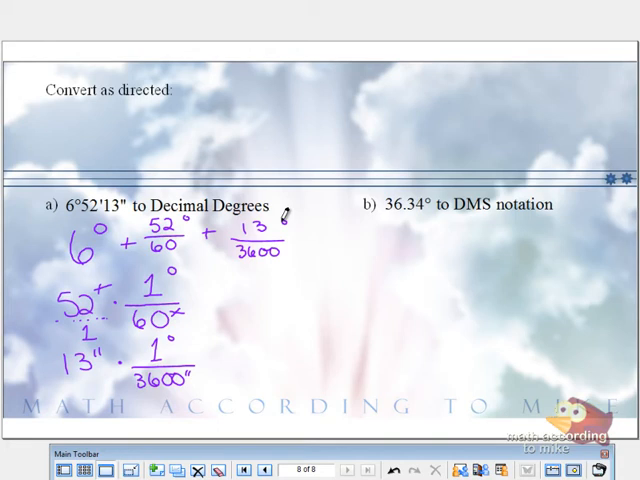So in your calculator, if you do 6 plus 52 divided by 60 plus 13 divided by 3600, that'll give us the decimal degrees. It's not going to be a pretty number, but math is not a beauty contest. I'll give you a hint. 6 point. There you go.